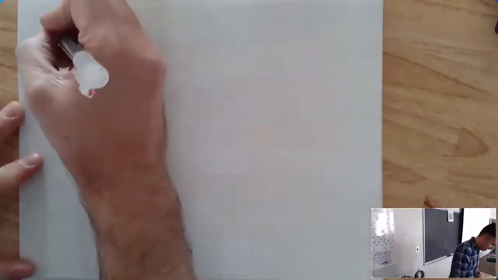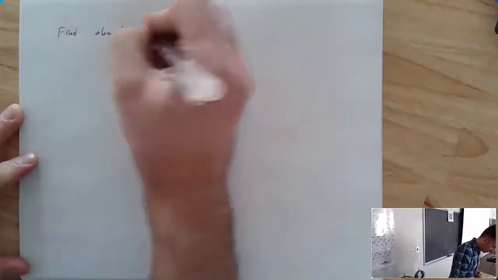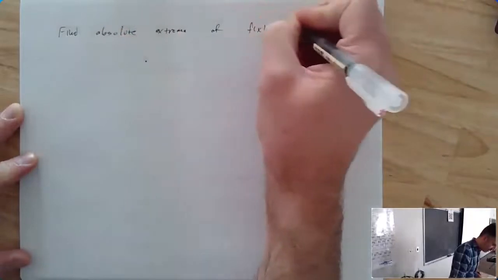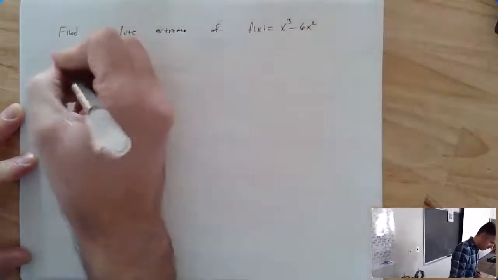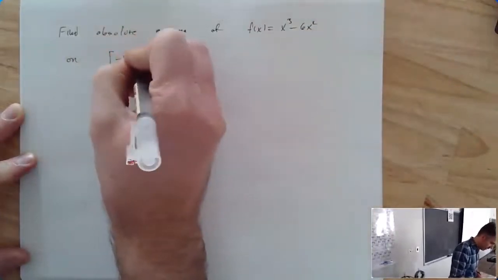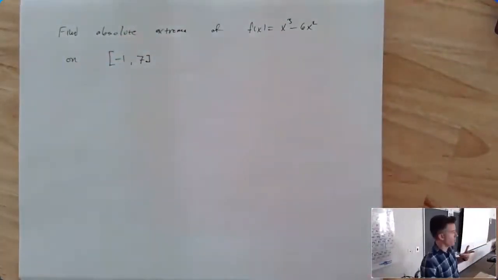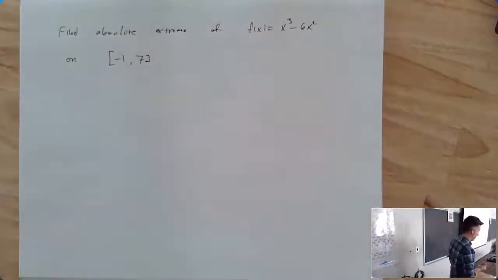All right, anyway, back to math. So let's say we wanted to find the absolute extrema of f of x equal to x cubed minus 6x squared on the interval from -1 to 7. The idea here is we're going to find all the potential candidates for the extrema, meaning we're just looking for critical points and endpoints. Endpoints are obvious, they're -1 and 7.